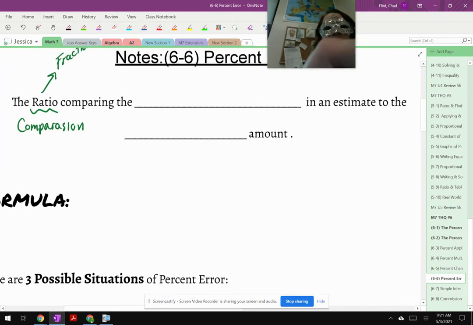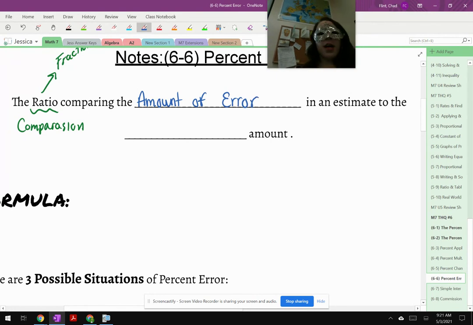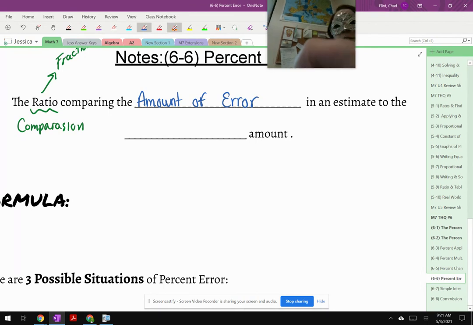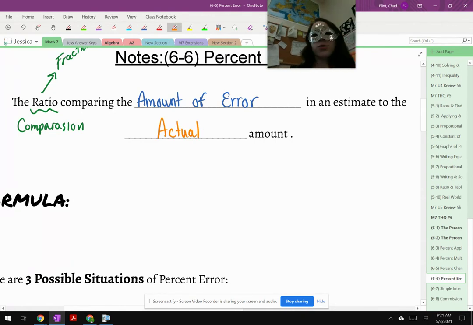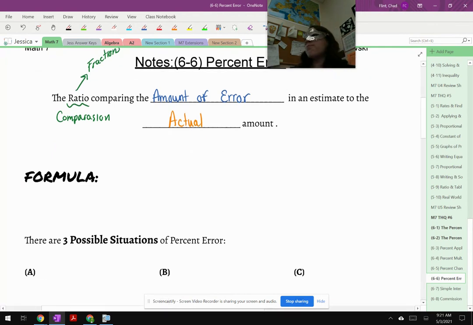So it's the ratio comparing the amount of error, how wrong something is, how off it is, the amount of error. And this is just the difference between the change. You know, instead of change, we're doing the amount of error in an estimate to the actual amount. So that's how an estimate works, right? In an estimate, you take an educated guess. You're not going to be 100% right. Maybe once in a couple times you will be, but you're going to have some error involved in your estimate.